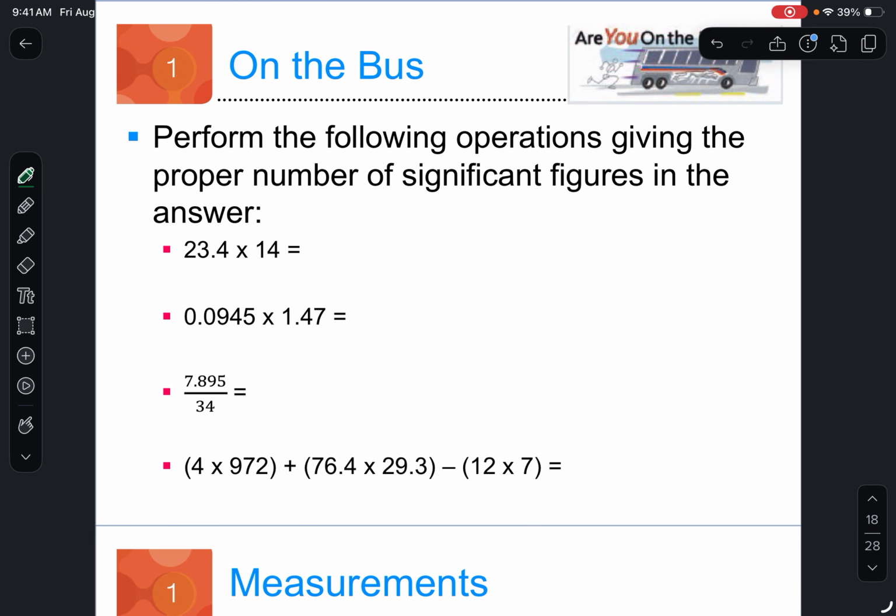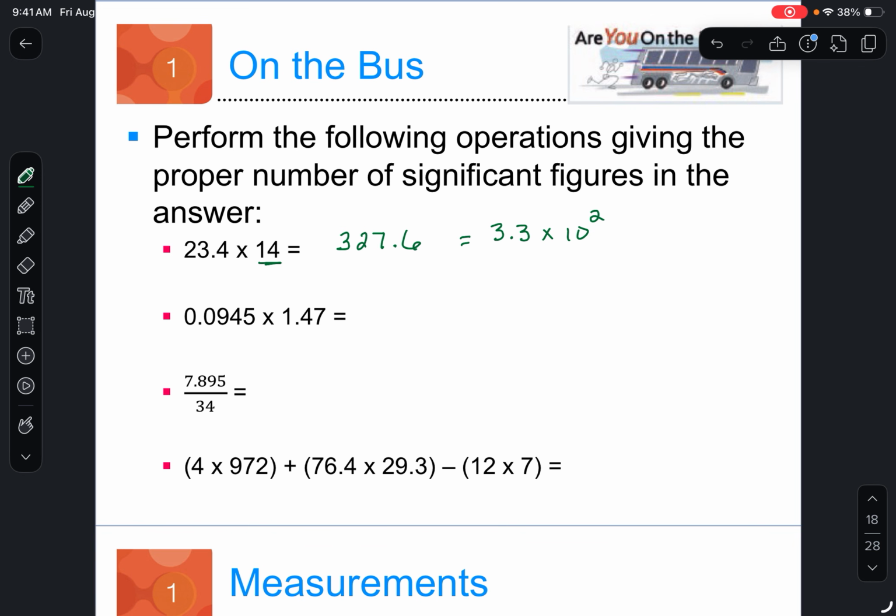So in this first one, we have 23.4 times 14. So you get an answer of 327.6. Okay. But I see with my multiplication, I can only have 2 significant figures because 14 is 2. So I need to make this answer into 2 significant figures. So what I'm going to do is put it in scientific notation, 3.3 times 10 to the second. And 3.3 has 2 significant figures.